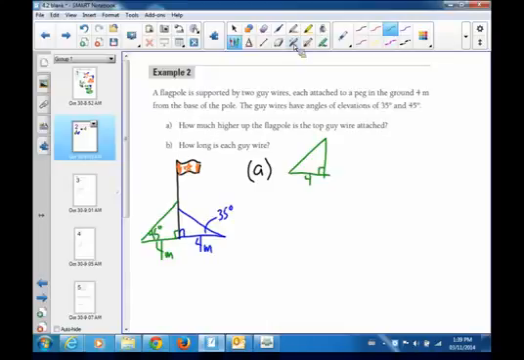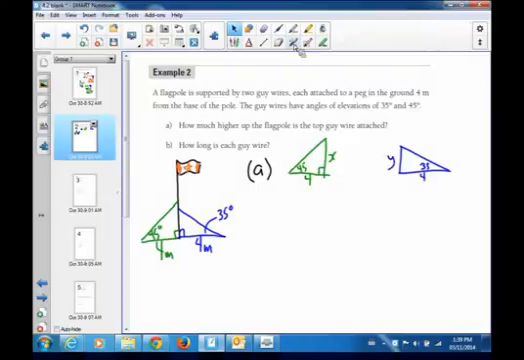This is 4 meters. This is 45 degrees. We want to find this height. And likewise, the other one is shorter. This is 35 and this is 4. What is this height? I'm going to work on the green one first. But do people see? I just took the two triangles and separated them, right?